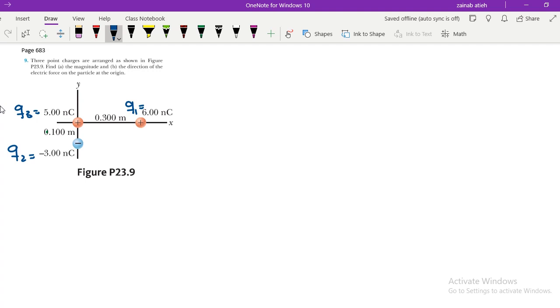So let's start. Remember, we are searching for F3. So the force on 3, on Q3. This force on Q3 is due to the force coming from 1 on 3, and due to the force coming from Q2, which is 2 on 3. Okay, so let's start with the force exerted by 1 on 3.